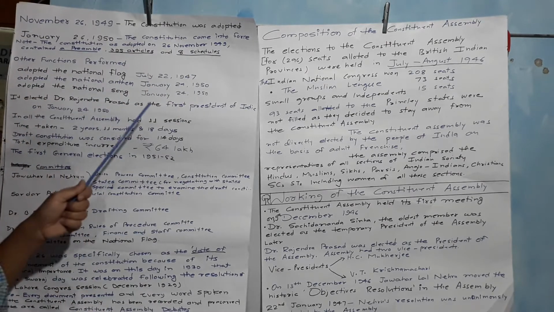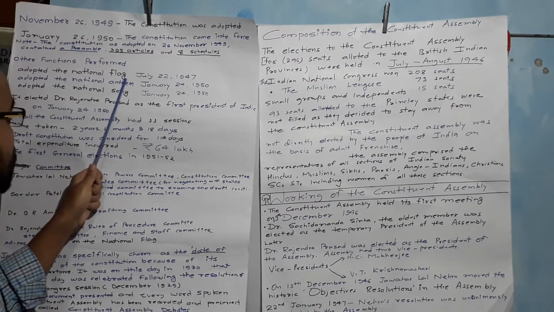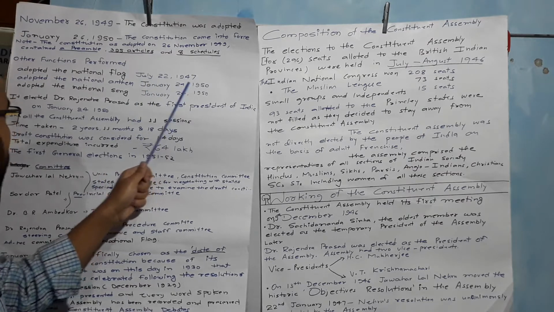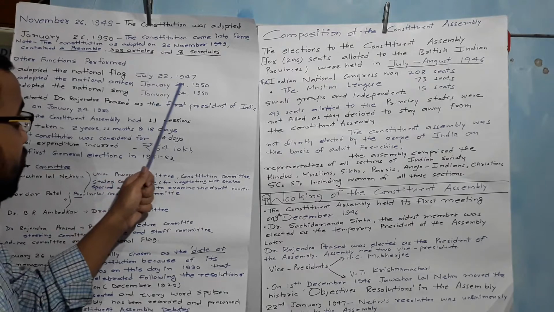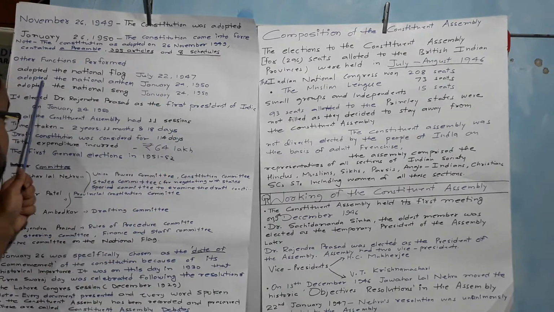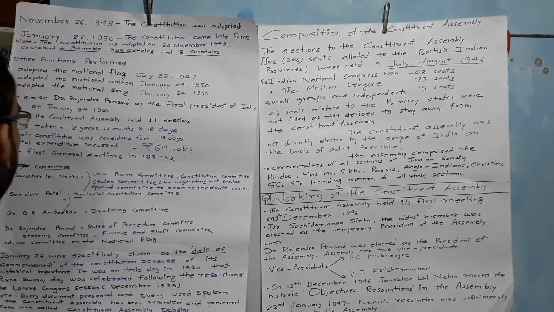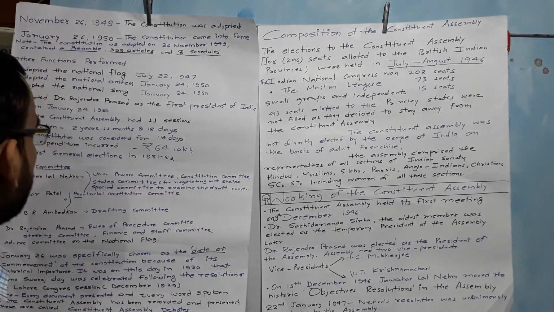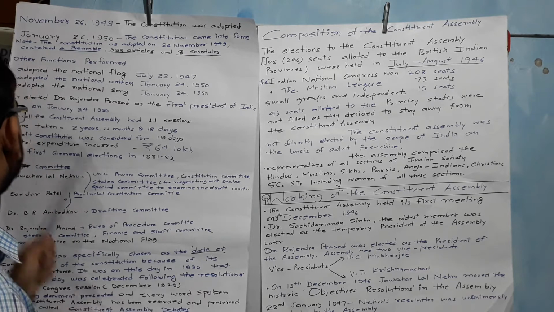Other functions performed by the Constituent Assembly: it adopted the national flag on 22 July 1947, adopted the national anthem Jana Gana Mana and the national song Vande Mataram on January 24, 1950, and elected Dr. Rajendra Prasad as the first president of India on January 24, 1950.